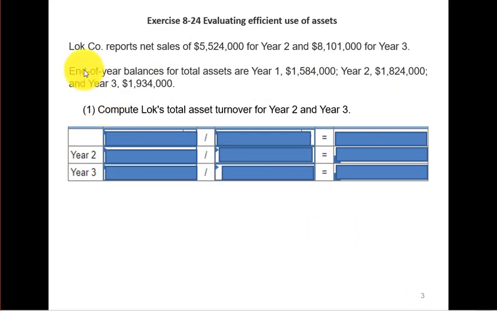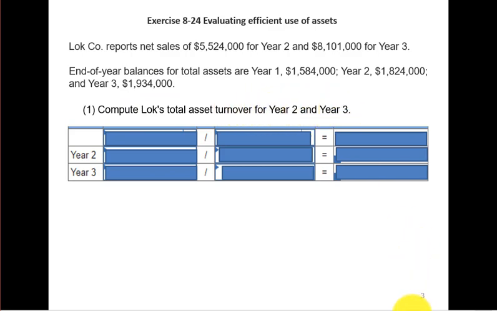Lock Company reports net sales of $5.5 million for year 2, and a little over $8 million for year 3. End of the year balances for total assets are year 1, $1.5 million, year 2, $1.8 million and change, and year 3, $1.9 million. Compute Lock's total asset turnover for years 2 and 3.